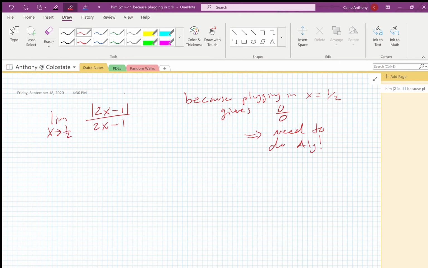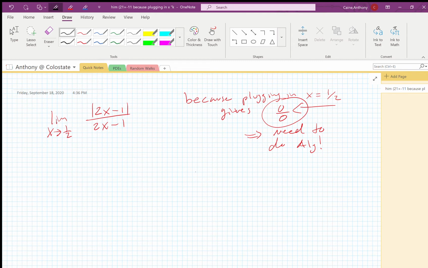We need to find some kind of cancellation because 0 over 0 doesn't make sense, but it doesn't mean the limit doesn't exist. I'll do two examples, one where it does, one where it doesn't, just to show you that this is meaningless. If anything, it just means you have to do more work.